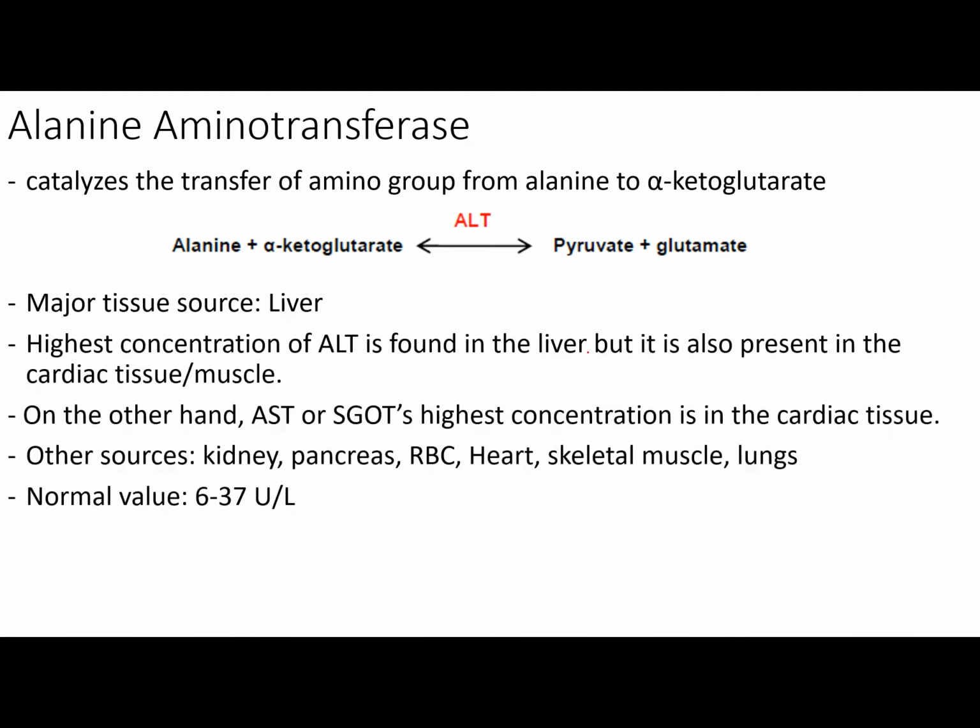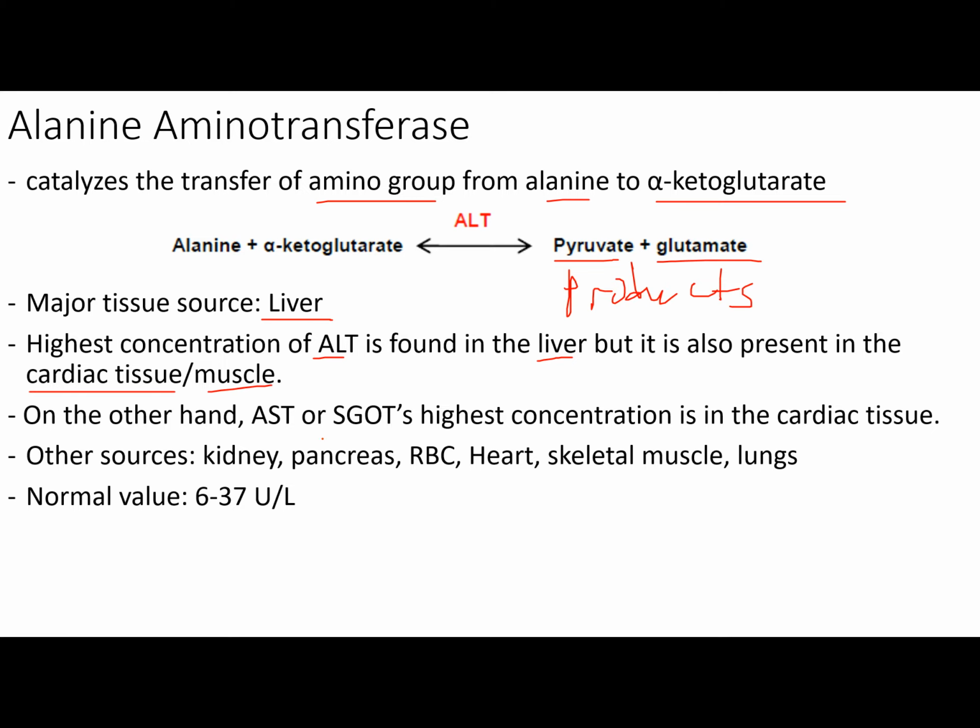Let's go now to the second one, your ALT or your SGPT. ALT catalyzes the transfer of an amino group from alanine to alpha ketoglutarate. So the products produced here, class, are pyruvate and glutamate. The major tissue source is the liver. Highest concentration of ALT is found in the liver, but it is also present in the cardiac tissue and muscle.